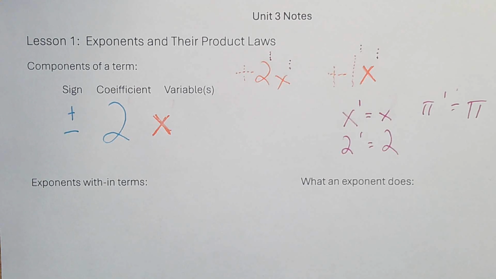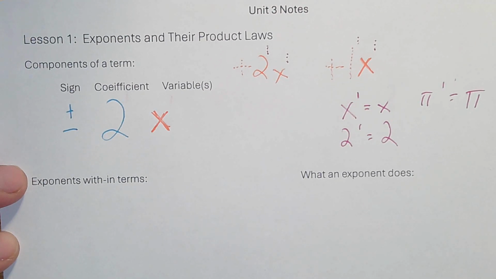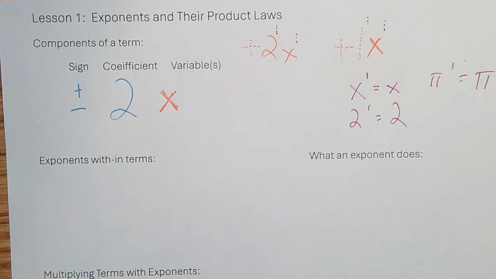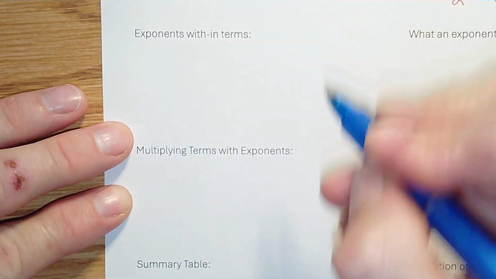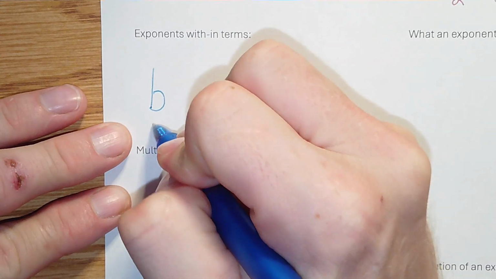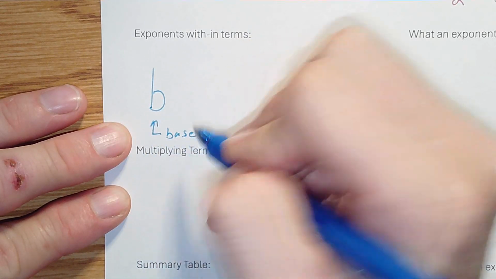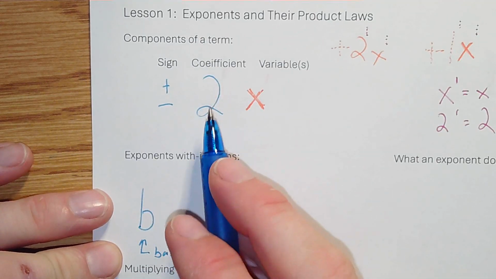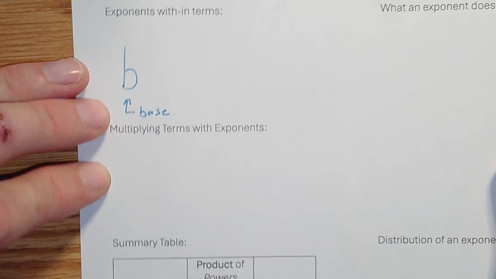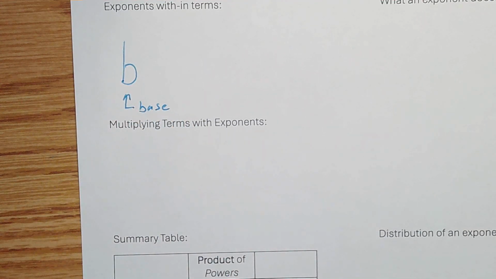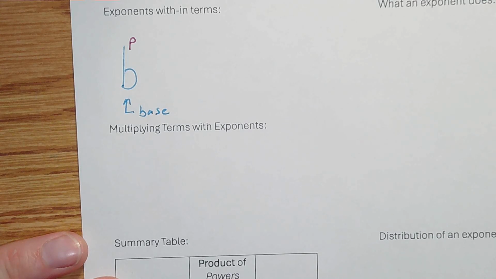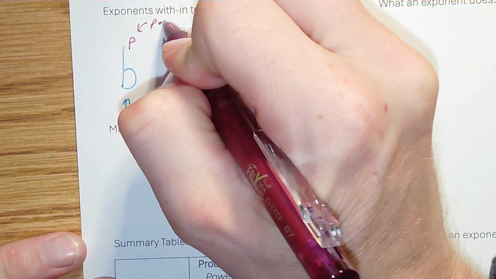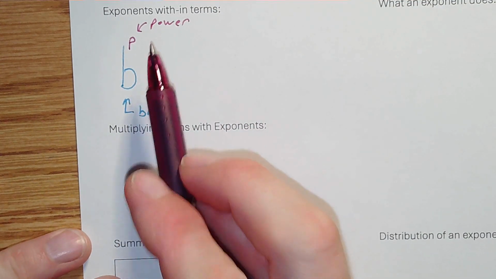But what if it's not raised to the first? Let's identify some stuff here. What is being raised to a power, and what does a power do when I raise it? Well, the thing that is being raised to a power is called the base. B is the base. In our example up here, 2 or x can both be a base. And then the power, we'll just call it p. P is the power.